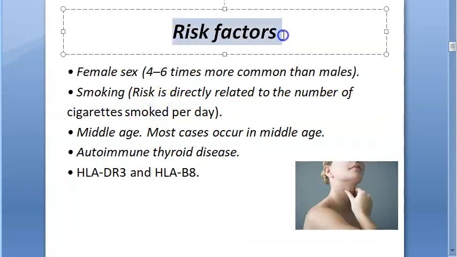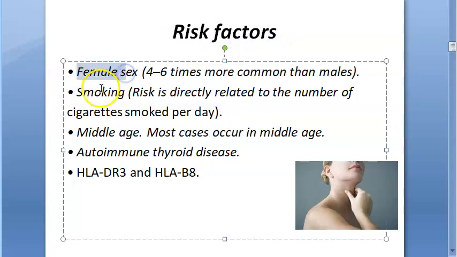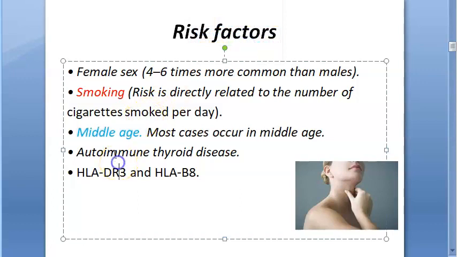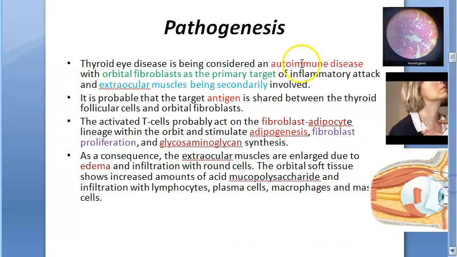Then who are at risk? The female gender, the smokers. You remember? That is there everywhere actually. Smokers, middle age. So that is really bad. In middle age you can also get diseases like autoimmune thyroid disease, and HLA-DR3, HLA-B8.